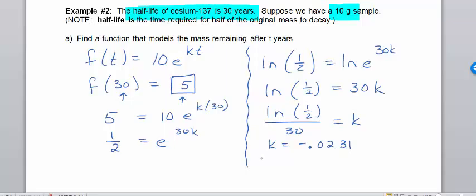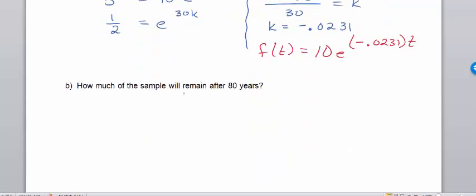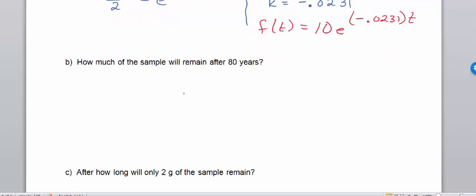That means our final function, if we're going to write this out, is 10e raised to the negative 0.0231 times t. So the way we did that, once again, is we knew our initial value of 10, one half-life of 30 years, and our new value of 5 giving us our function. Now that we know our function, let's evaluate that for 80 years. And notice we don't have to do a specific multiple of 30 years. We're going to go with 80 years.